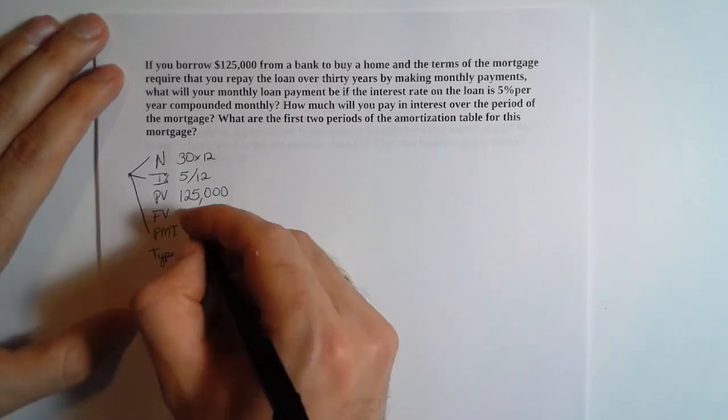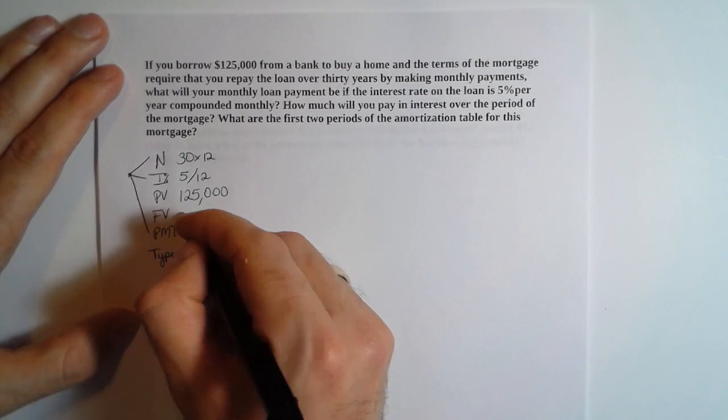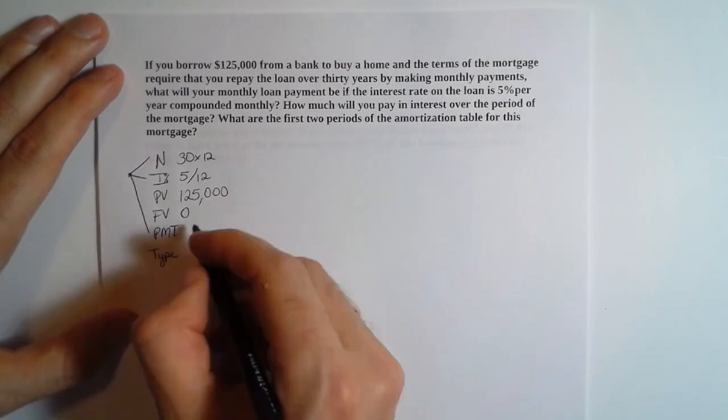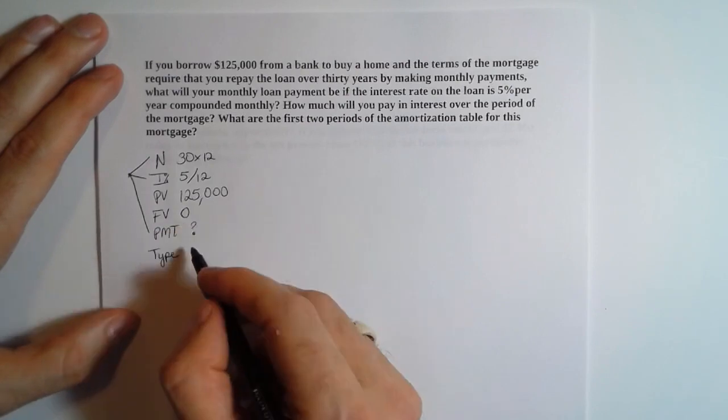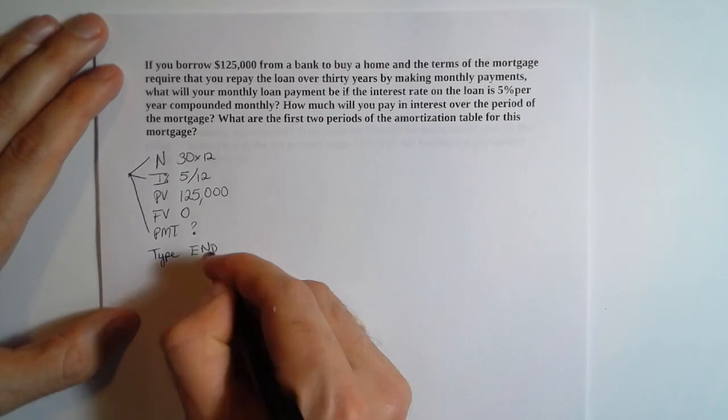Now at the end of the 30 years, we should owe the bank a grand total of 0 at that point because we will have paid off the loan. Payment is what we are trying to find, and in the case of a typical mortgage, the payments are made at the end of each period, so we will set the type to end.